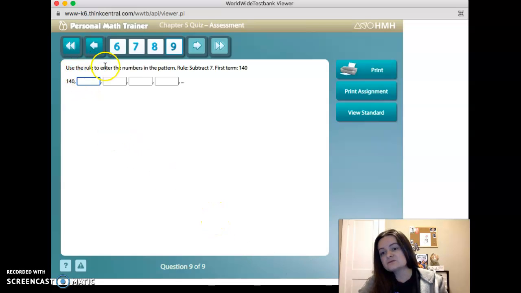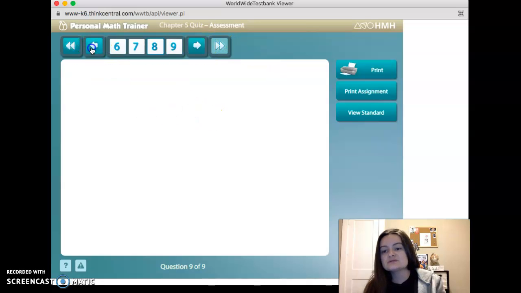Okay, use the rule to enter the numbers in the pattern. The rule is to subtract 7. So what I'm going to do on scrap paper or in my Smart Pal or whiteboard, I'm going to take 140, subtract 7, and put my answer right in there. I know that it's 133. Then I'm going to take 133 and take away 7 from that, and that's when I get the next number in my pattern. Then I take this number, subtract 7, and so on. We have to make sure that we follow the rule.